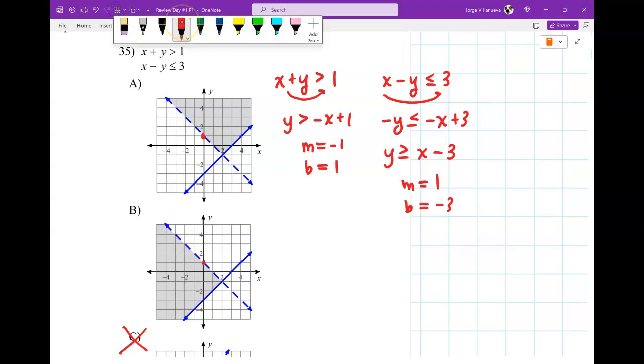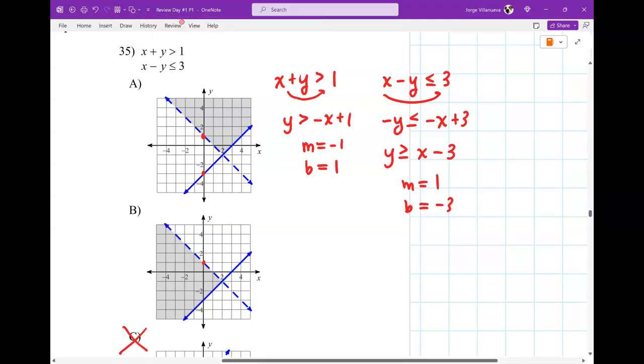For the second equation, we're going to have to cross negative 3, which is there, with the slope of 1. That looks right. 1 up, 1 over. So that's good. And the other one is the same too. Starts at negative 3, goes 1 up and 1 over. So both of those lines are good. Okay? And it's a solid line, which it's supposed to be because it's less than or equal to. So now I just got to graph it.